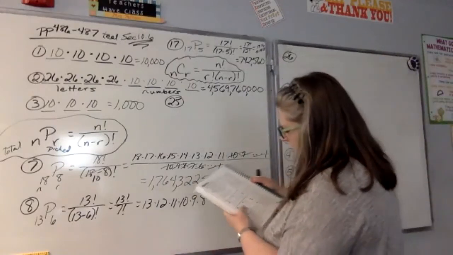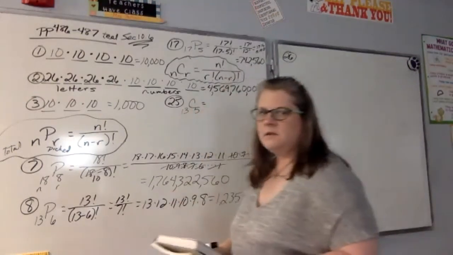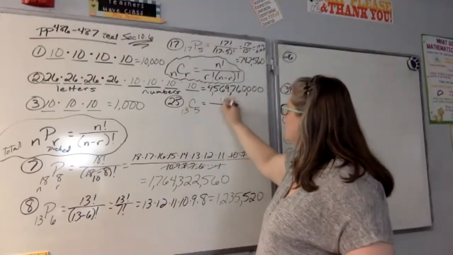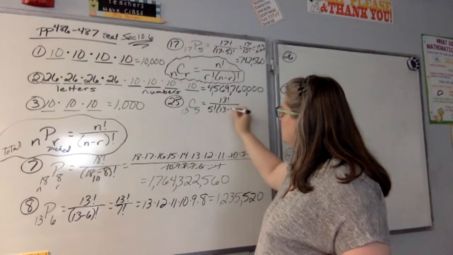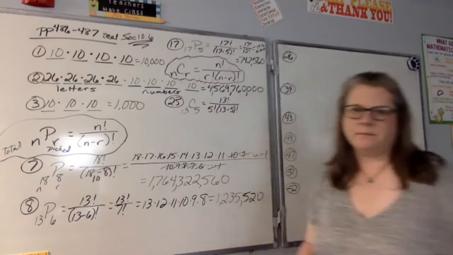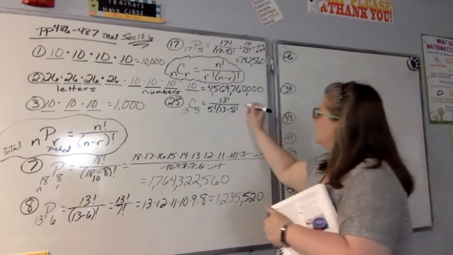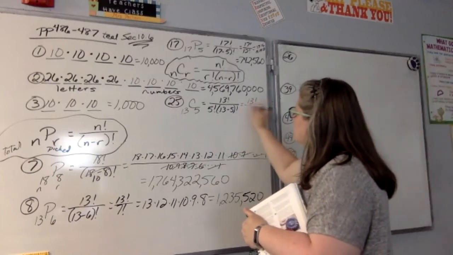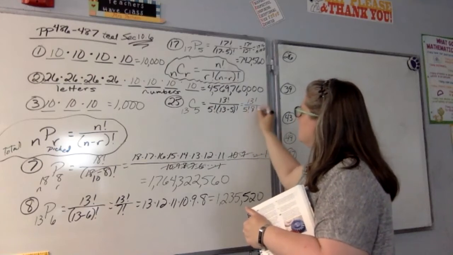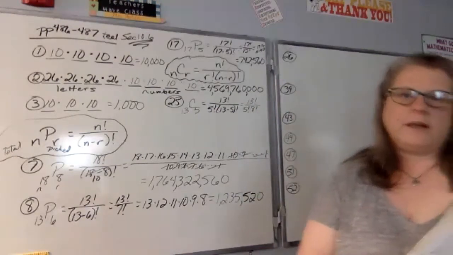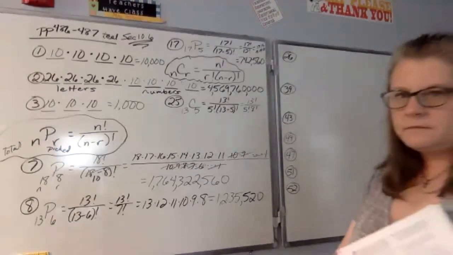So for number 25, we have the combination of 13 combination 5, right? So I'm plugging into the formula. 13 factorial on the top, 5 factorial on the bottom, and then 13 minus 5 factorial on the bottom. Then that becomes 13 factorial on the top, 5 factorial, and 13 minus 5 is 8 factorial on the bottom, right? Everybody agree 13 minus 5 is 8? Yeah.